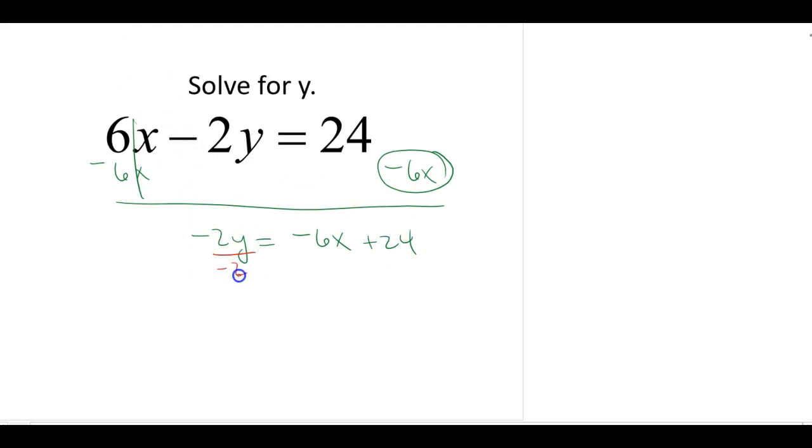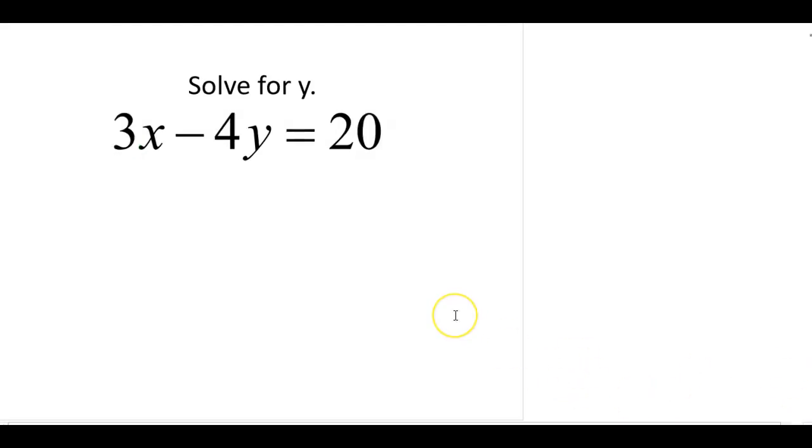Then I'm going to go ahead and divide by negative 2. And y equals negative 6 divided by negative 2 is 3x, and 24 divided by negative 2 is negative 12, so it's minus 12. Okay? Next one. Again, how do I get rid of 3x? I subtract it.